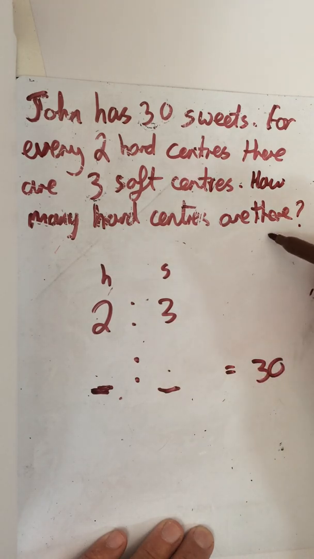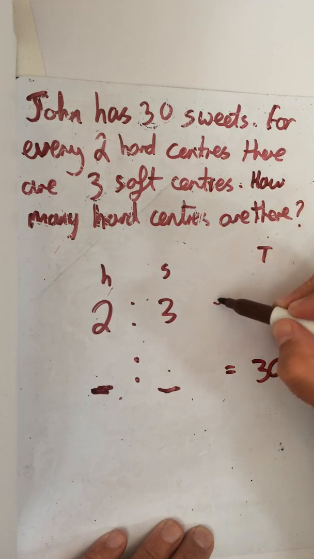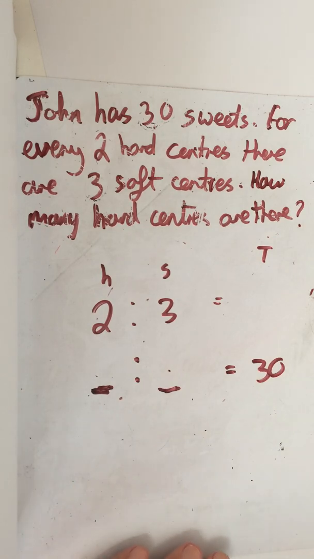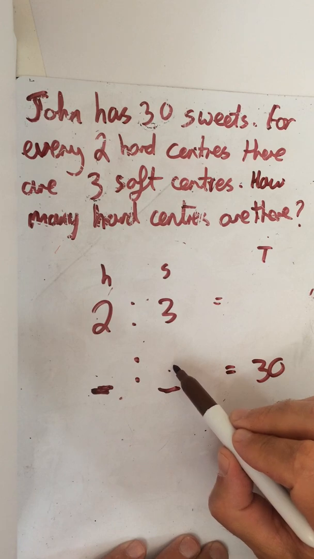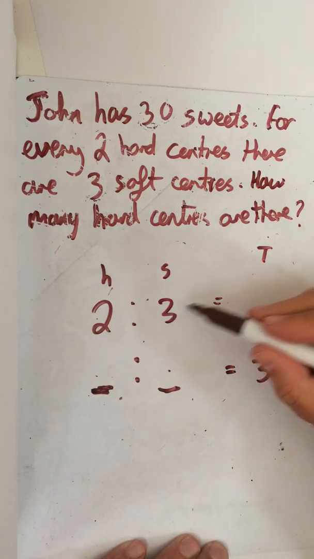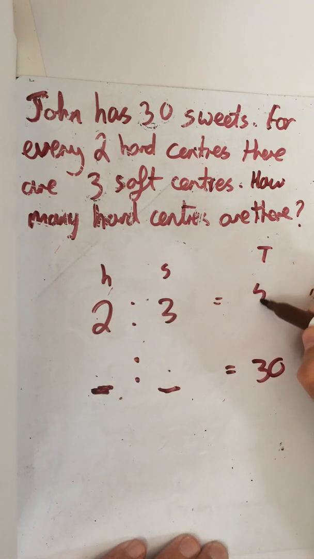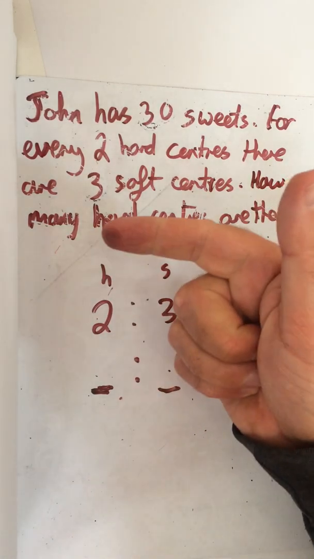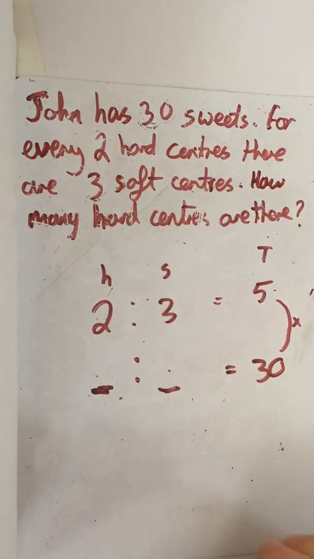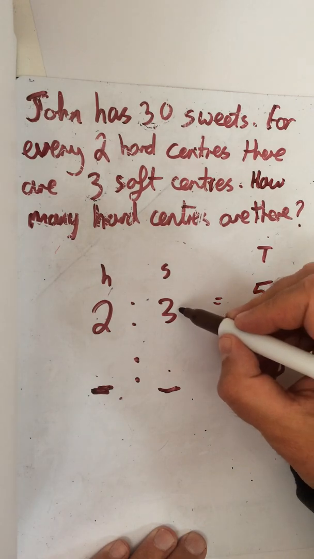This is my total. And this is where we have our total column. Okay. So in order to find out how many hard centers, how many soft centers, I'm going to add up my ratios, and that comes to 5. Okay, so I know in my ratio the total is 5 and the total amount of sweets is 30. So I'm going to see what do I times that by. 5 times what is 30? 5, 10, 15, 20, 25, 30. So I times that by 6.